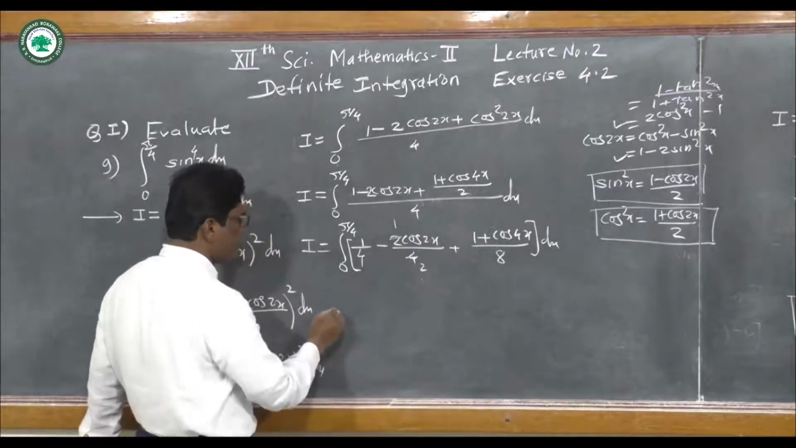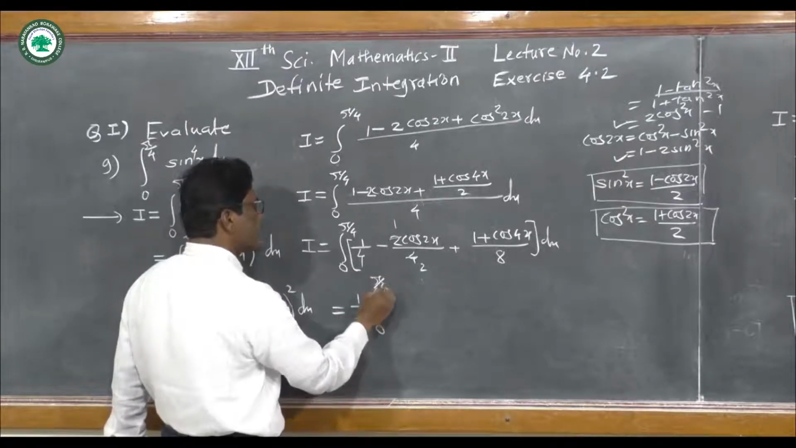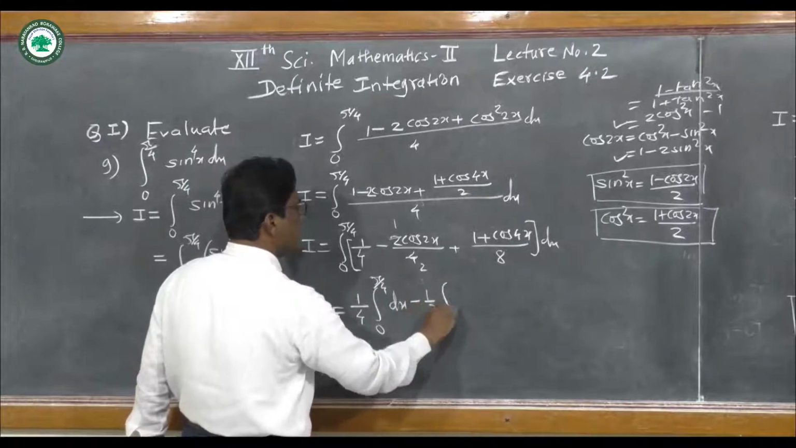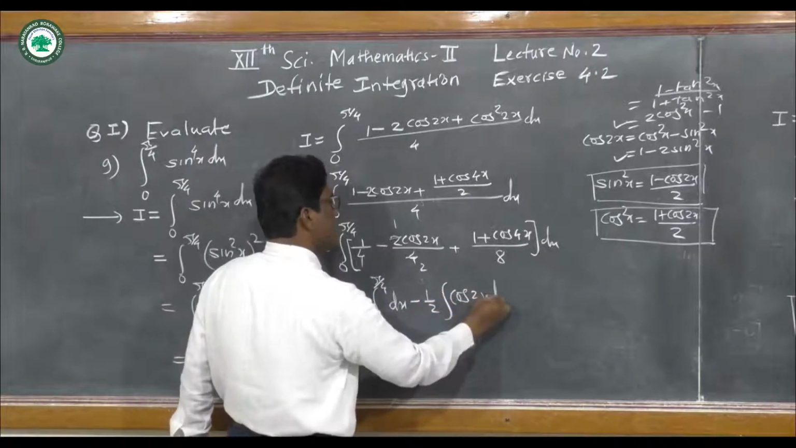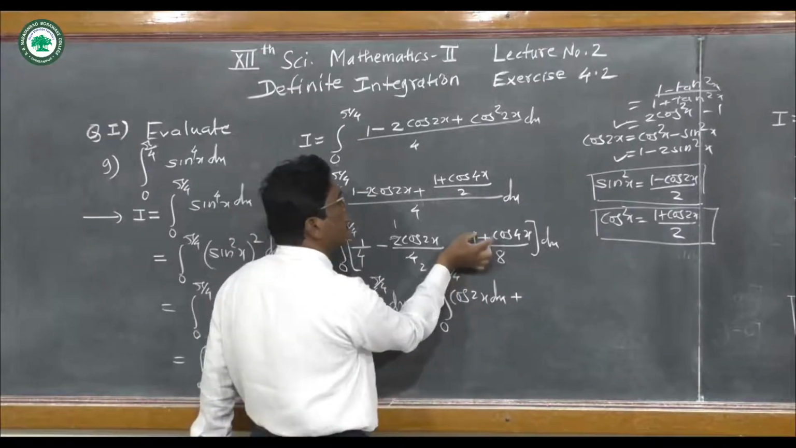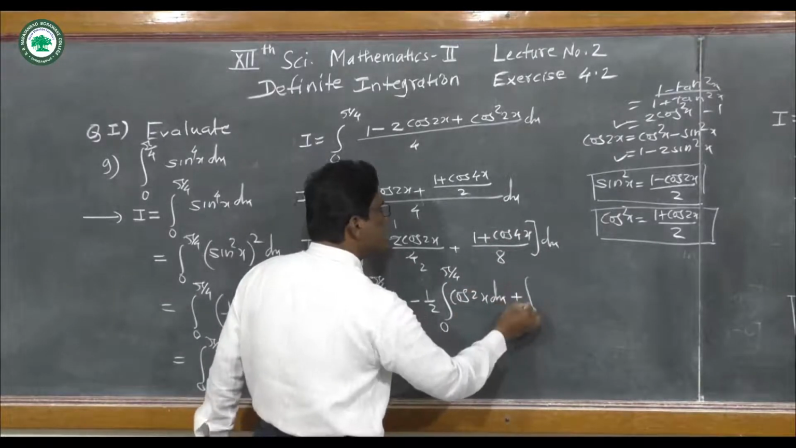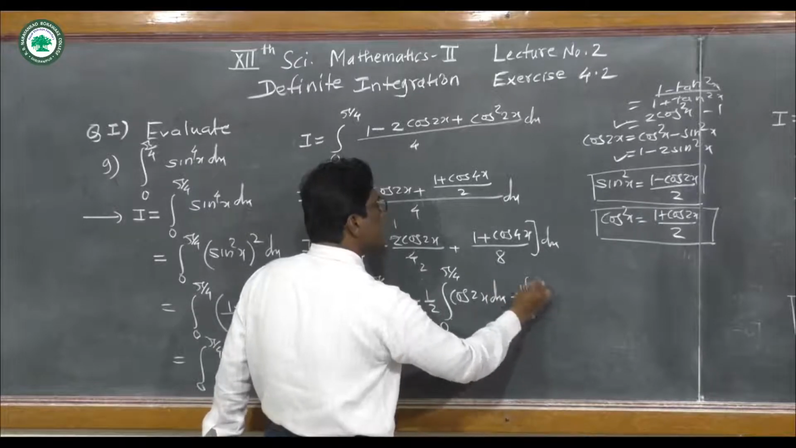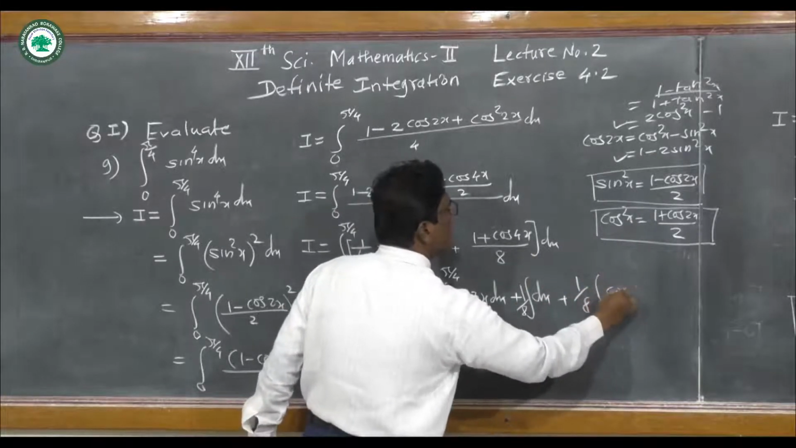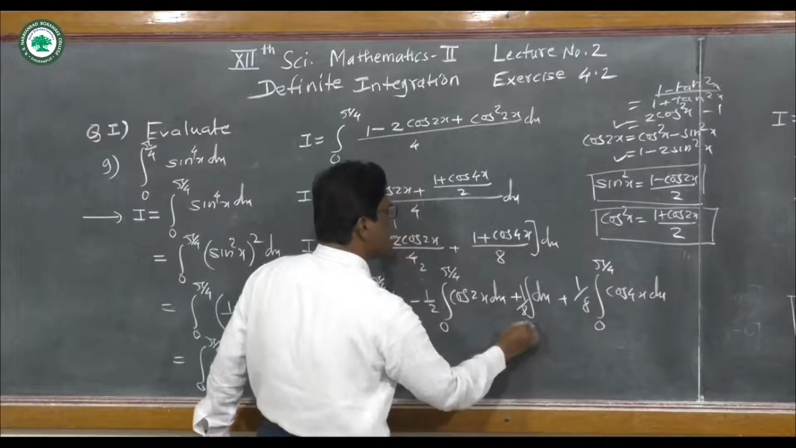And now take the separate integration. So it is equal to 1 upon 4 constant, so 1 upon 4 integration 0 to pi by 4 dx, 1 dx means dx, minus here 1/2 constant, so 1/2 integration of cos of 2x dx, integration from 0 to pi by 4, plus here we divide 1 by 8 separately and cos of 4x by 8 separately and take the separate integration. So this 1 upon 8 constant, 1 dx means dx, and plus 1 upon 8 into integration cos of 4x dx, and integration from 0 to pi by 4.